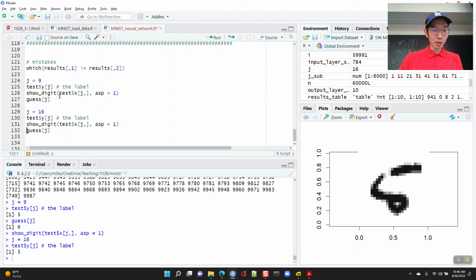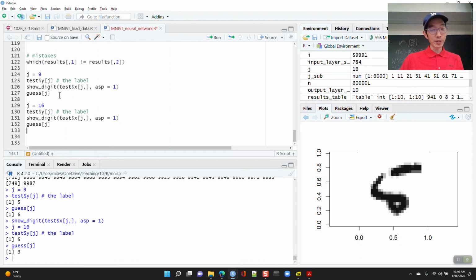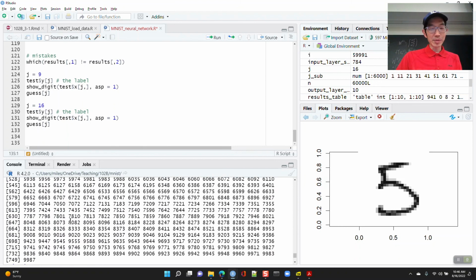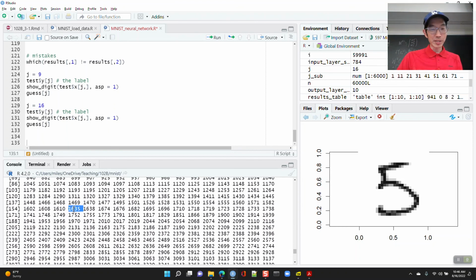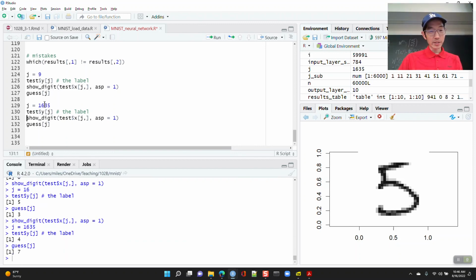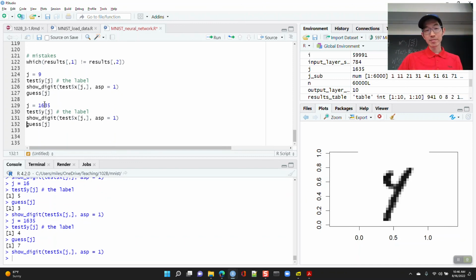Here, the true value is also a 5. It struggles with 5s a lot. It guessed a 3. Let's take a look. Okay, that looks like a 5, but I can kind of guess how you might think it was a 3 or something. And you can go through some of these other mistakes. What else was a mistake? 1635, let's see. True value is a 4. It guessed a 7. Yeah, it's a 4, but we're also not super angry at the neural network either.